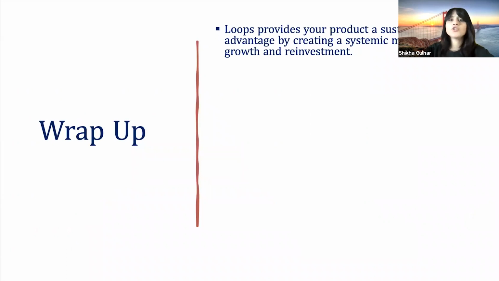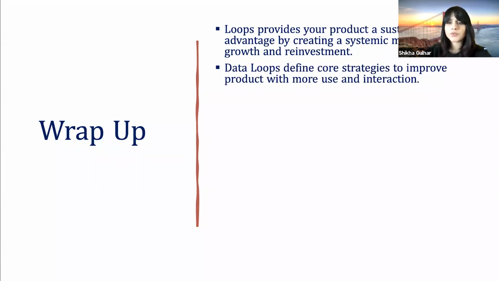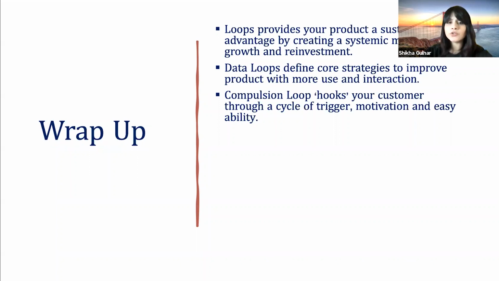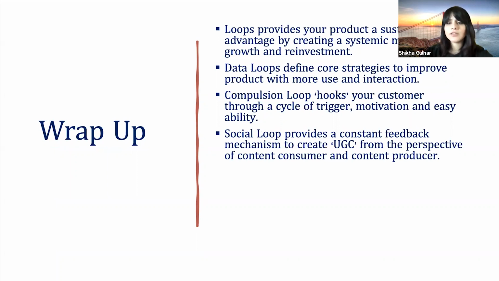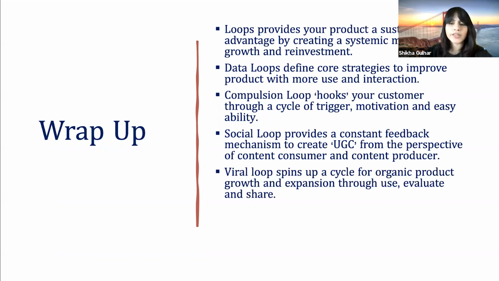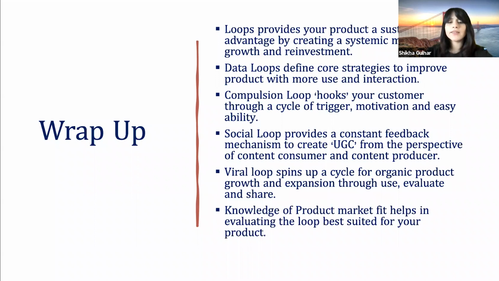Okay, quick wrap up. So loops provide your product a sustainable advantage by creating a systematic mechanism of growth and reinvestment. Data loops define core strategies to improve the product with every use and interaction. Compulsion loop hooks you to the product with a cycle of trigger, motivation, and easyability. Social loop provides a constant feedback mechanism to create more UGC from the perspective of content consumer and content producer. Viral loop spins up a cycle for organic growth, but needs to work in conjunction with another loop for reinvestment strategy. And then finally, knowledge of product market fit helps in evaluating the loop best suited for your product.